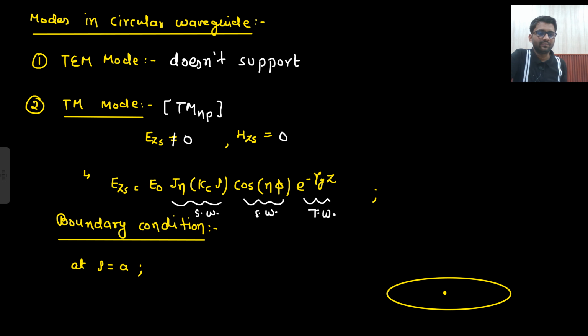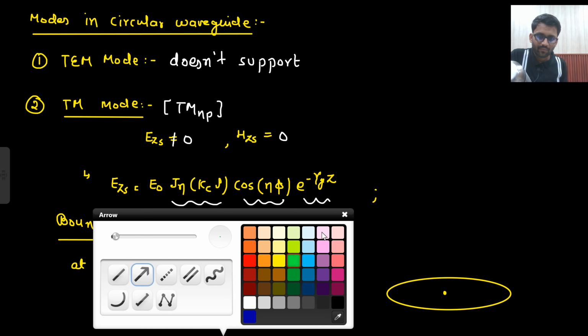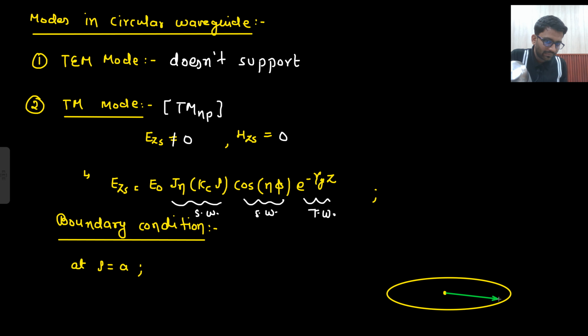Now, boundary condition. So you take this portion. Which portion am I taking? This circular portion I am taking. In this circular portion, this is your rho. Rho is increasing from 0 to a. This is your rho equals 0, and this is your rho equals a. Now at rho equals a, there are two components. One is this tangential component, and the other one is this tangential component.